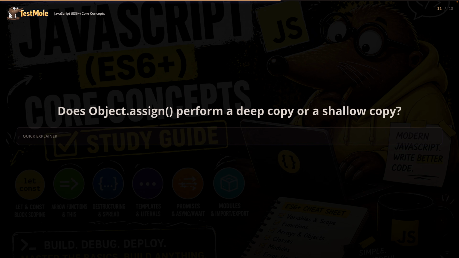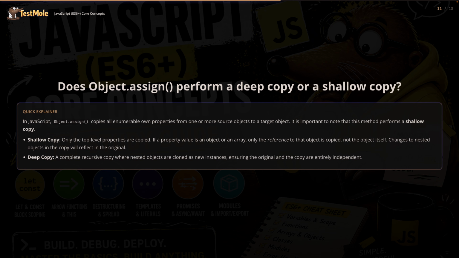Does Object.assign perform a deep copy or a shallow copy? In JavaScript, Object.assign copies all enumerable own properties from one or more source objects to a target object. It is important to note that this method performs a shallow copy. Shallow copy: only the top-level properties are copied. If a property value is an object or an array, only the reference to that object is copied, not the object itself. Changes to nested objects in the copy will reflect in the original.